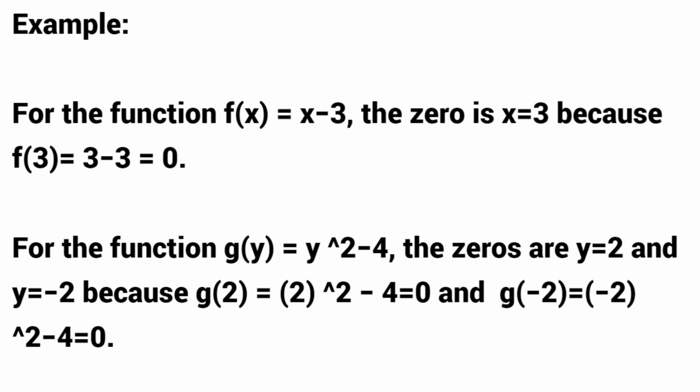For the function g(y) = y² - 4, the zeros are y = 2 and y = -2 because g(2) = 2² - 4 = 0 and g(-2) = (-2)² - 4 = 0.